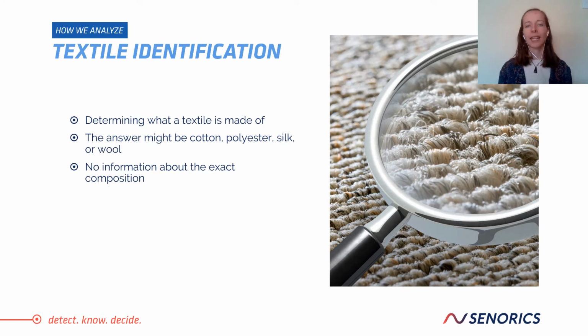Let's start with textile identification. When identifying textiles, you are analyzing their composition to determine what material they are made of. So for example, you might measure a textile and the result is that it's cotton, polyester, silk or wool. So you don't actually get information about the exact composition. There's no percentage involved. When using mobile textile analysis, this can be done wherever you are, at work, at the warehouse or in the field.